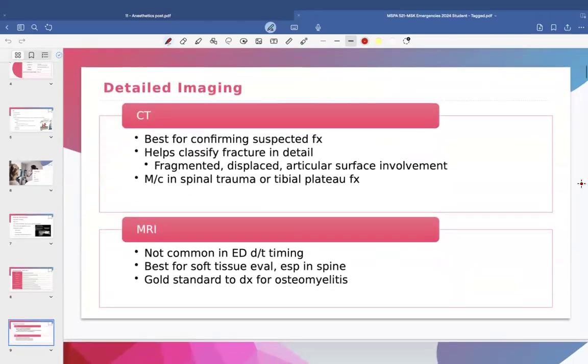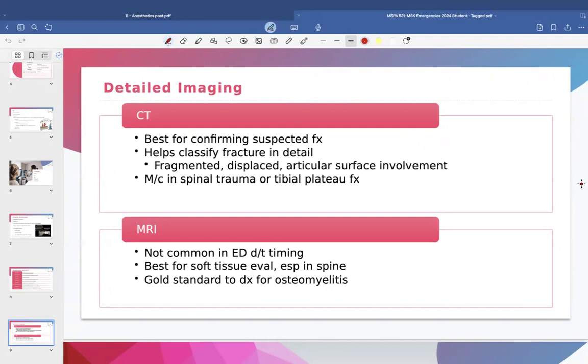So, differences between your CT and your MRIs. As you guys said, for bony stuff, the CT is awesome to look at. You can see stuff on an MRI as well, but you don't see it as commonly in the emergency room just because of the timing. The emergency room loves getting CTs because they're fast studies. MRIs, again, think of your osteomyelitis, think of your oncology patients. You're going to need an MRI for those guys instead of just the CT.